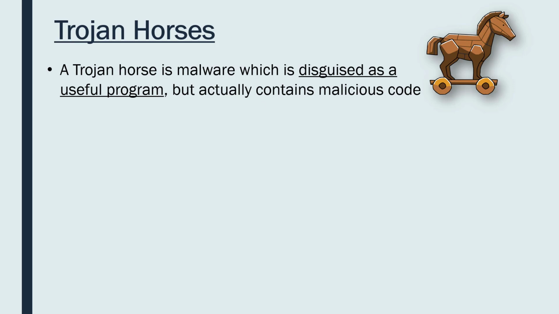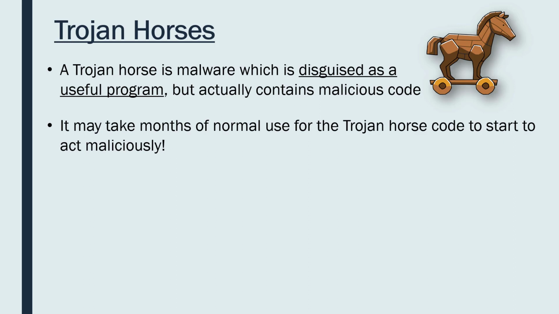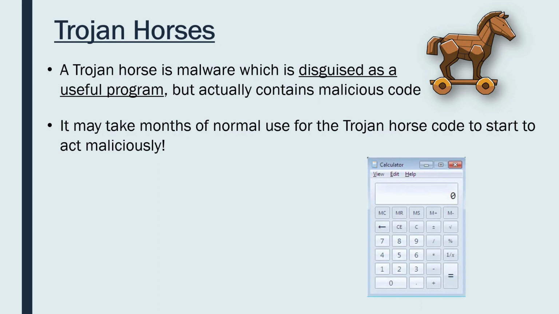So you install some perfectly nice looking software, it looks great, and then eventually the Trojan malicious code will kick in and start to attack you. So it may kick in straight away, or it may take several months even of normal use before the malicious stuff starts to happen. So for example, a calculator is a fairly innocent bit of software, it's useful to us. You might download and install a calculator application and it acts normal, it works like a normal calculator, but actually after a few weeks maybe, the Trojan code starts to activate and starts to maybe spy on you.